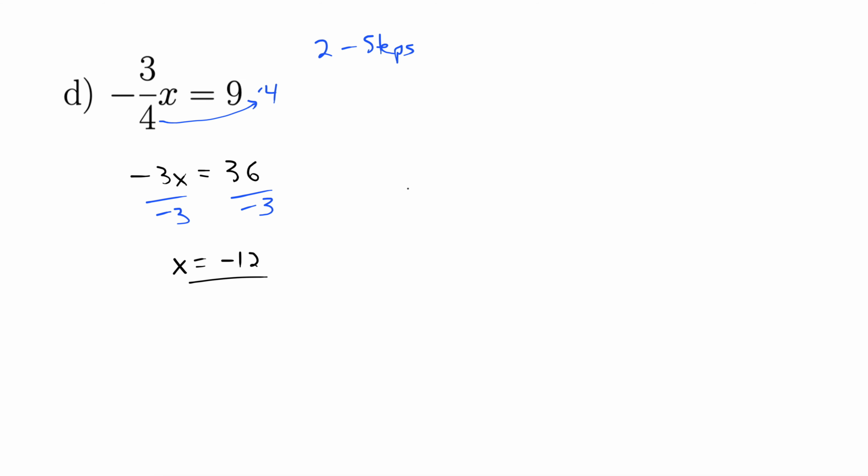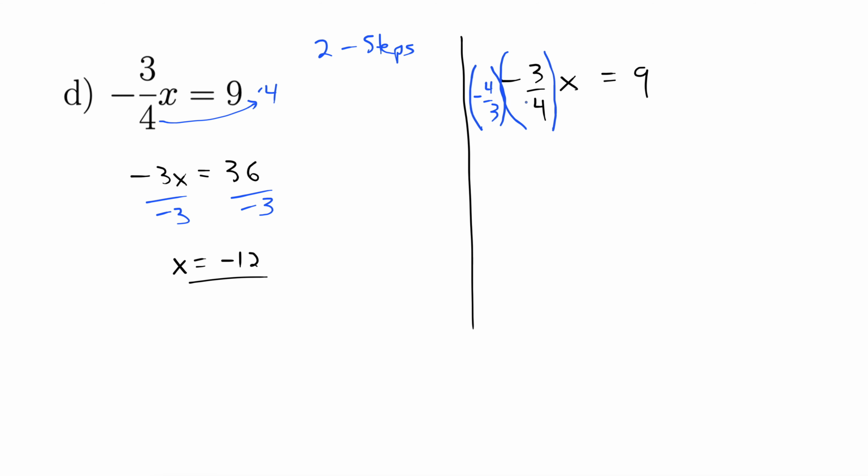So 2 steps, not the end of the world, but you may want to do this in 1 step, so let's try it. Rewriting the same problem, negative 3/4 x equals 9. Now I'm going to multiply by the reciprocal, and I'm going to do a negative in there as well, so negative 4/3. See how I flipped the numerator and denominator? And you need to do the same thing on both sides. You have to be fair here. You can't just do something to one side of the equality without doing it to the other side.